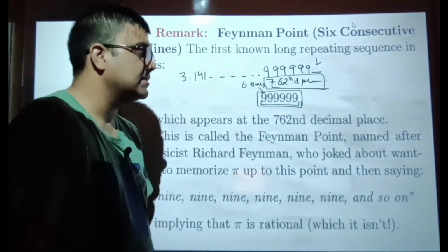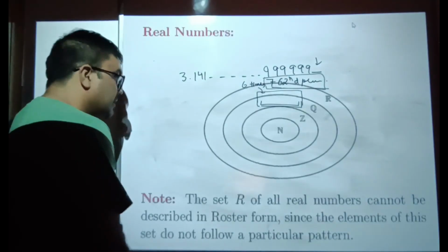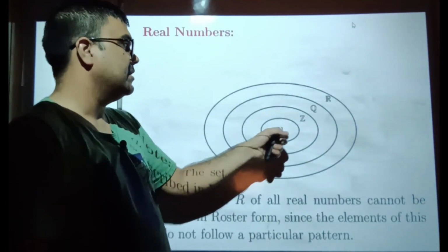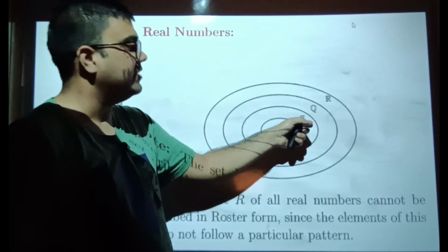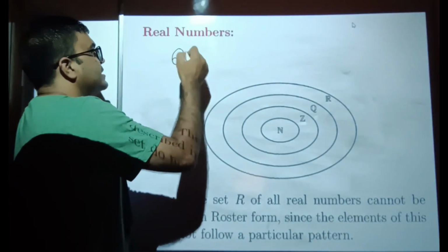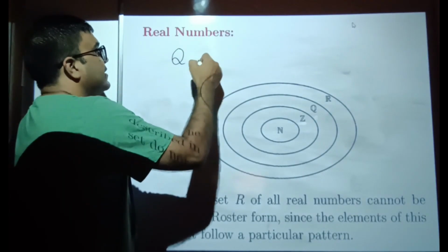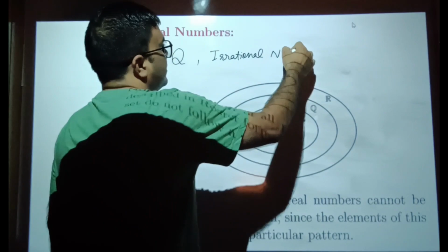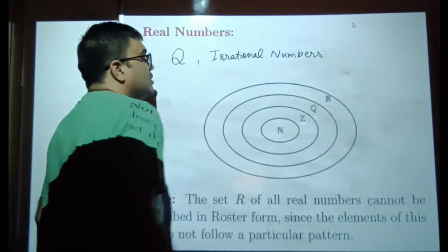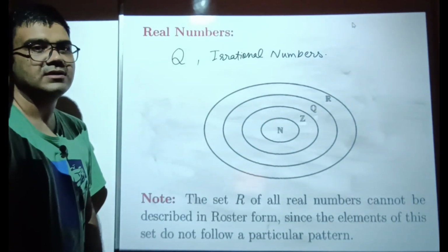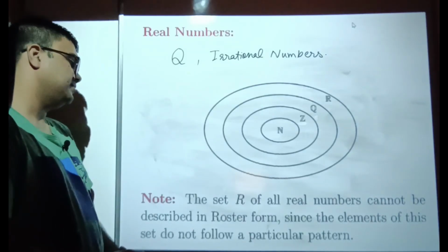Next is the definition of the real numbers. So till now we have seen natural numbers, then whole numbers, then integers, then rational numbers. After rational numbers we have seen the set of irrational numbers. So all these numbers, either they are rational or they are irrational, they are called the real numbers.